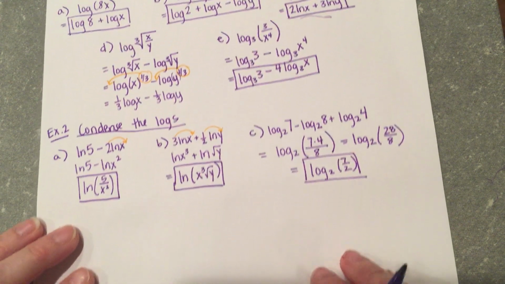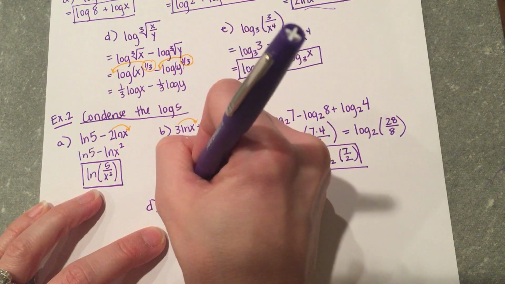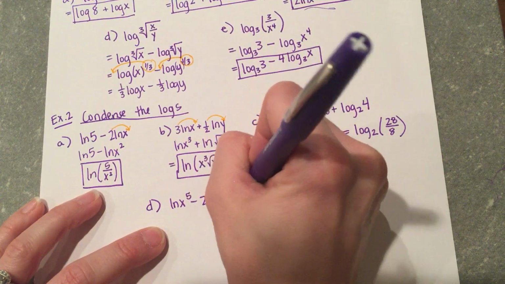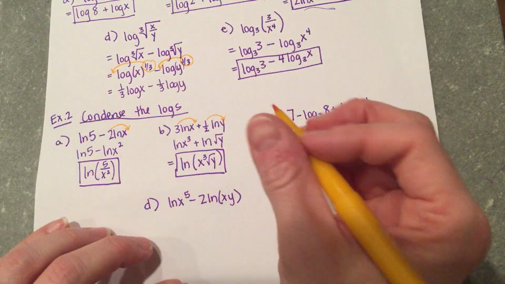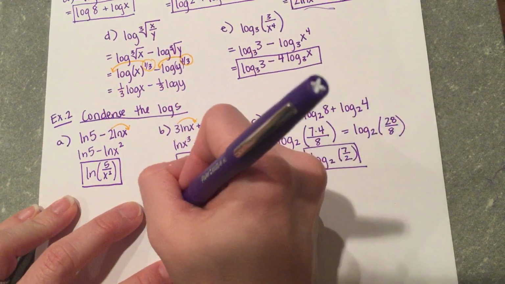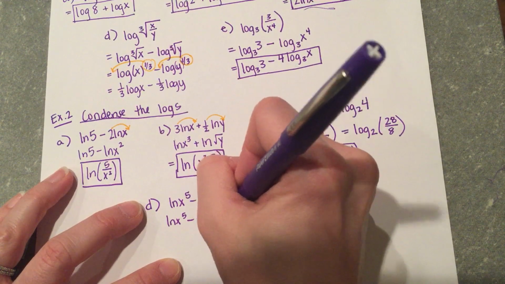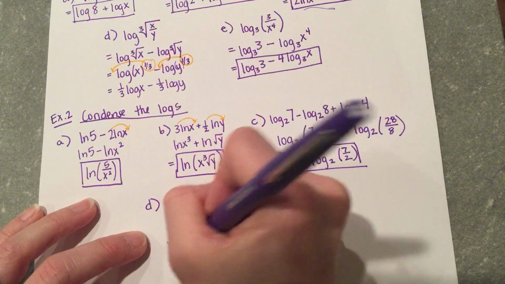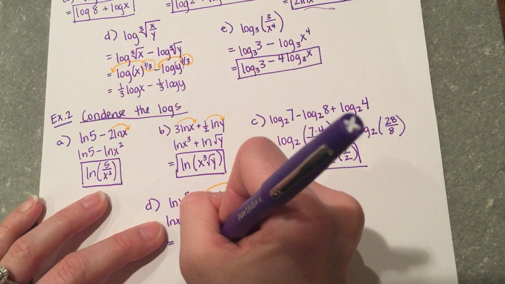Okay, let's try maybe one more of these. So I have natural log of x to the 5th minus 2 natural log of xy. That's kind of a weird one. So first of all, this 2, I'm moving it back over there. So I have natural log x to the 5th minus natural log of xy squared. So when I combine them together, the x to the 5th goes on the top and the xy squared goes on the bottom.